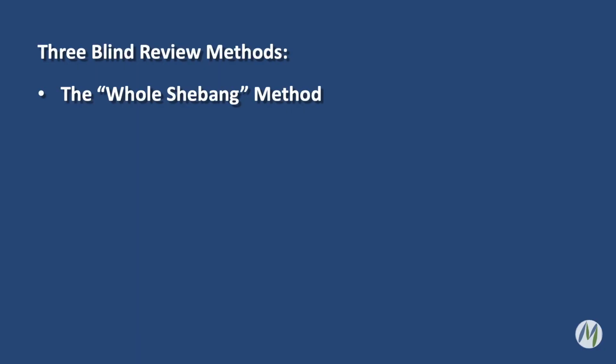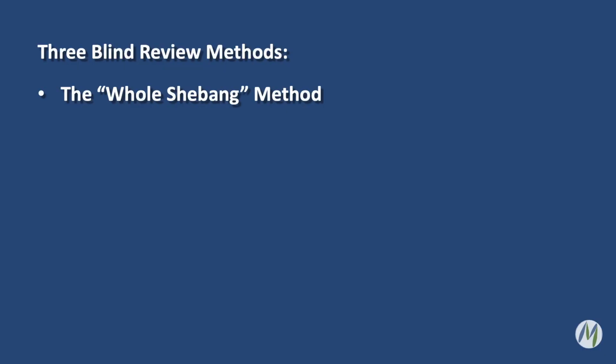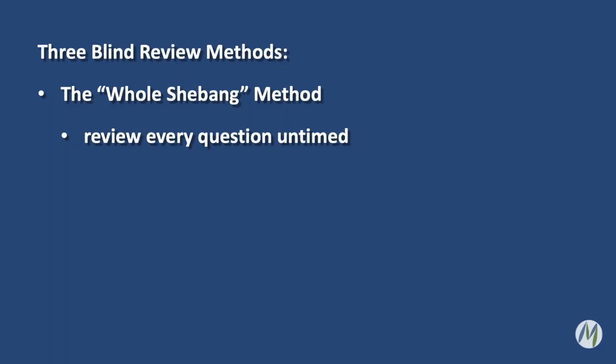There are a few different ways to complete a blind review. We're going to talk about 3 different methods. The first method is what I'll call the whole shebang method. You just completed a full timed practice test or an individual timed section or a drill. Before you check answers, you're going to go back and review every single question untimed. This is how a lot of people complete a blind review. And I think it's also why a lot of people don't do a blind review, because they think this is how it's supposed to work, this whole shebang method. And this doesn't seem very useful or appealing.